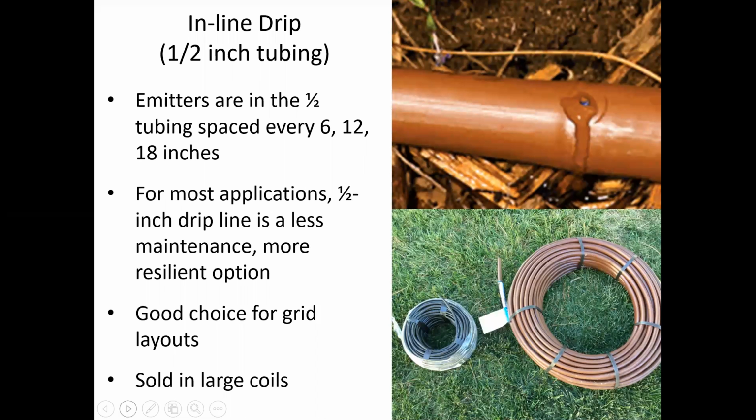The last type of drip is inline drip, where the emitters are actually located inside of the drip line. So this can be beneficial because it prevents emitters from being blown off. However, the caveat with this is that the emitters are placed every 6, 12, or 18 inches. So this is really only preferable for grid layouts of landscaping, if you have plants that are spaced out, matching those emitter spacings.